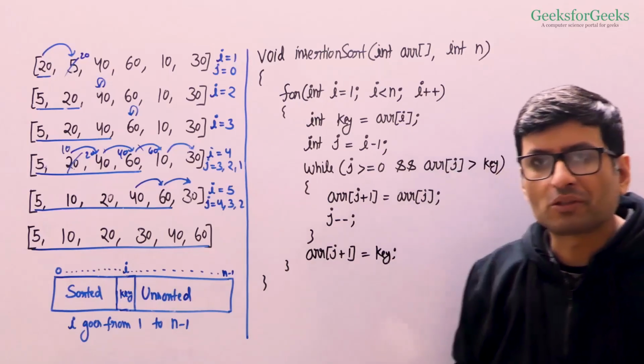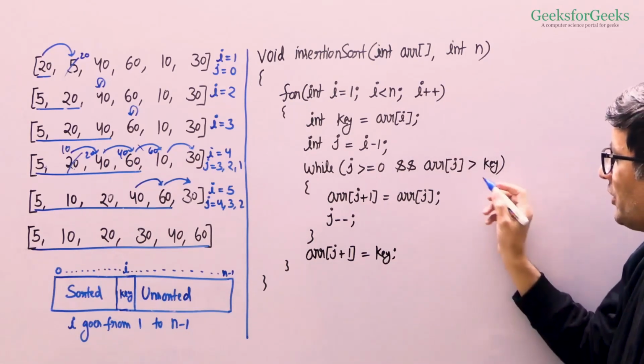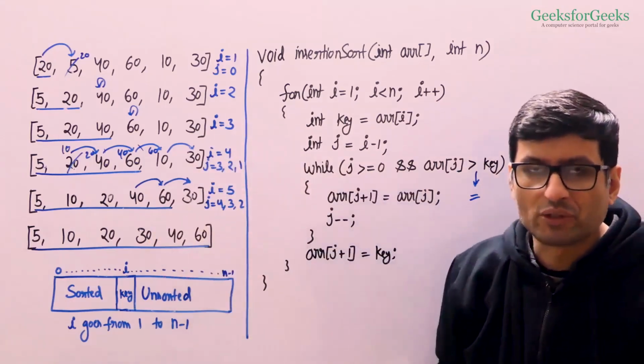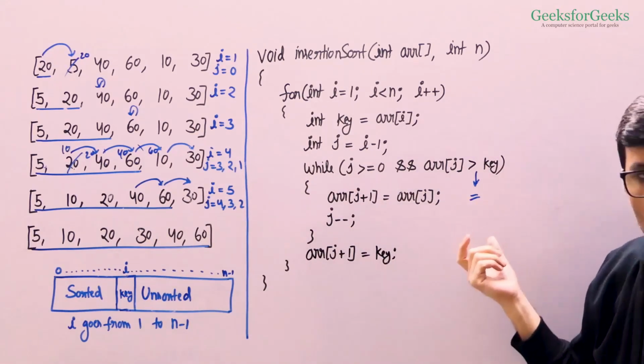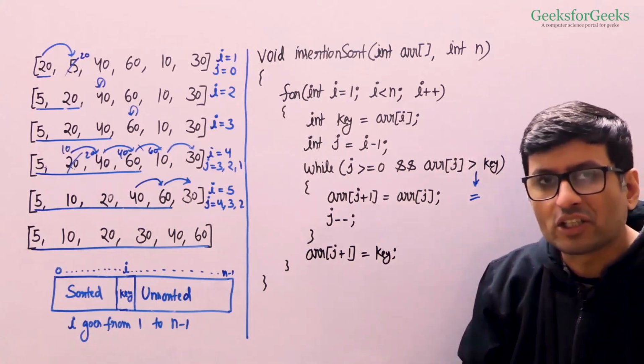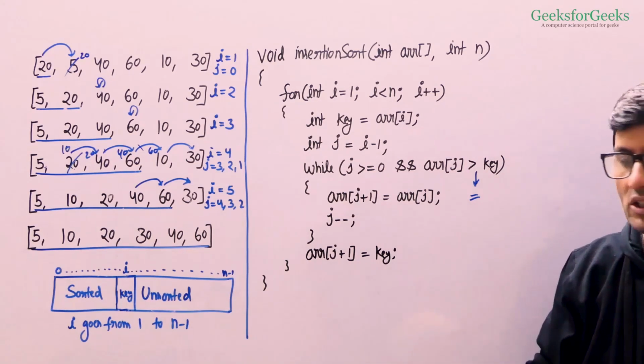Now let's quickly talk about this condition also. Why don't we have equal to sign here? See, this logic will still work if you have equal sign, but then this algorithm will not be stable. By keeping the greater sign, not considering the equal sign, we make sure that the algorithm is stable.